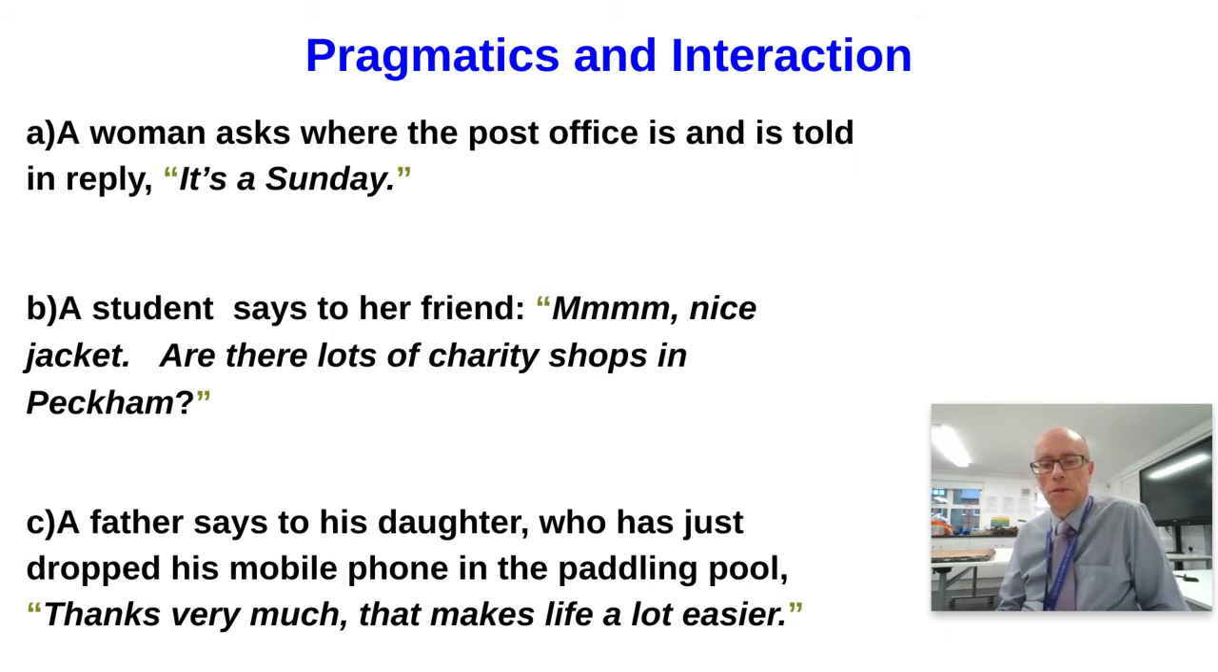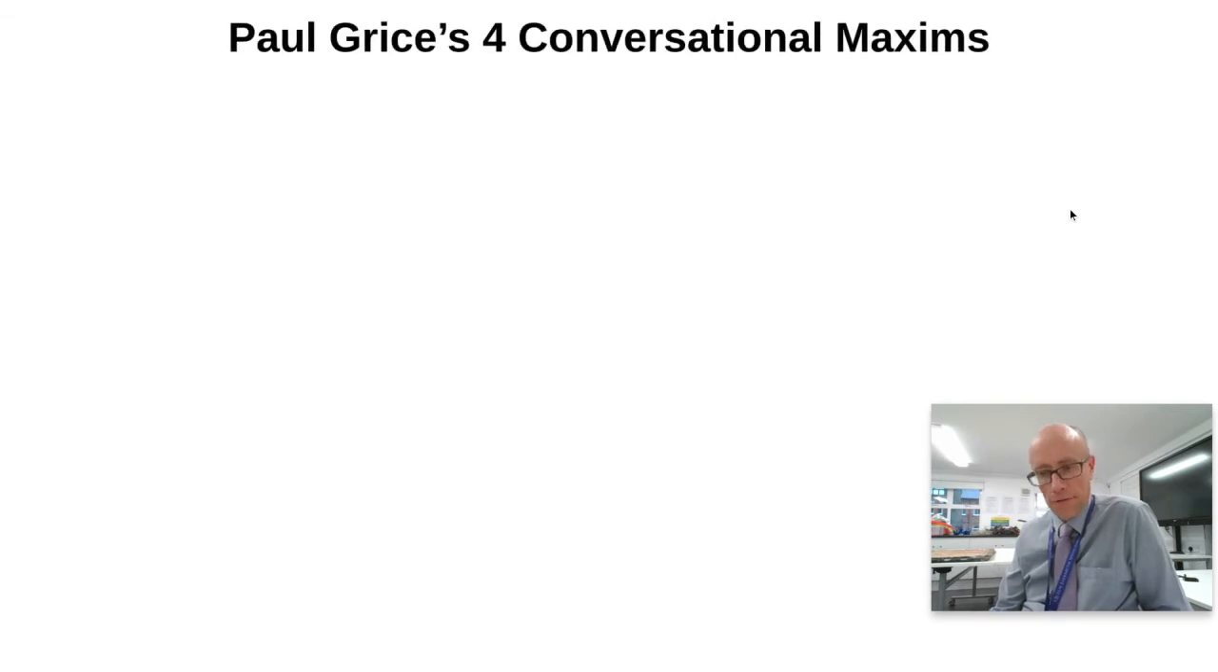And a father says to his daughter, who's just dropped his mobile phone in the paddling pool, "Thanks very much, that makes life a lot easier." And you can imagine the prosodic features that are going on there. So here we've got raw sarcasm, where the father is saying one thing, but meaning entirely the opposite. This is pragmatics. So implied meanings, inferred meanings. It's a very, very important level for English Language A level.